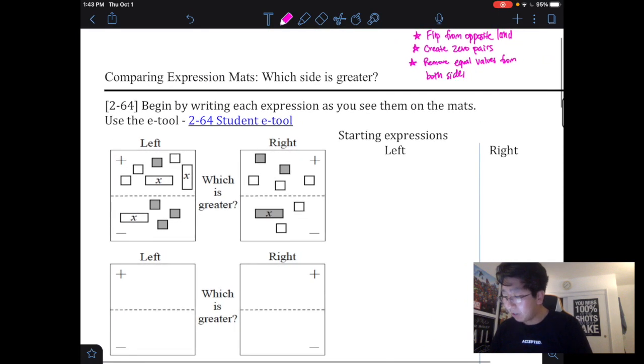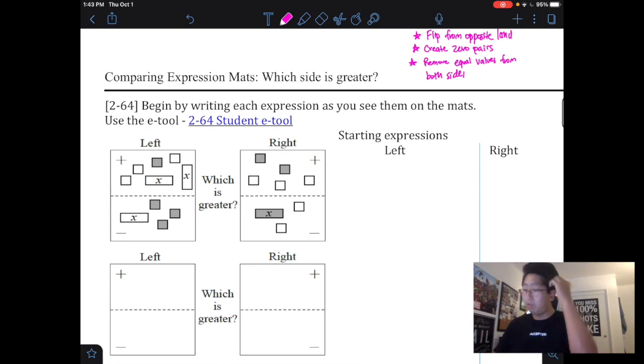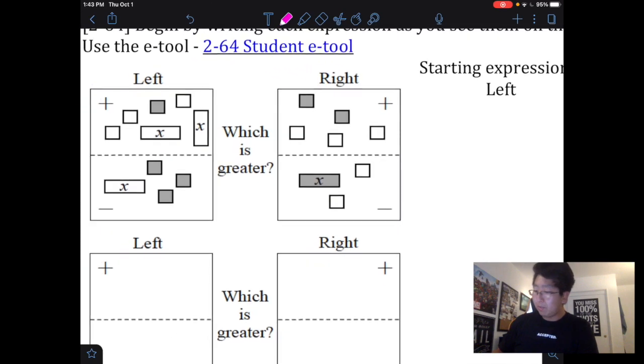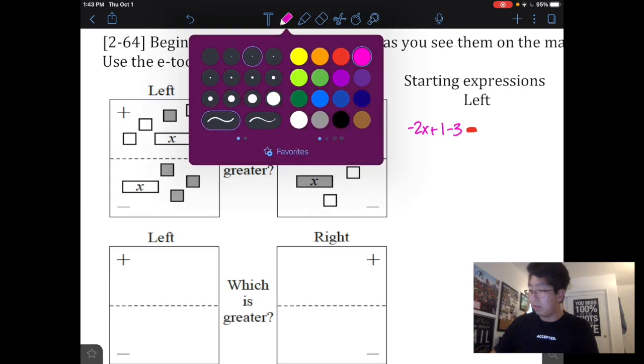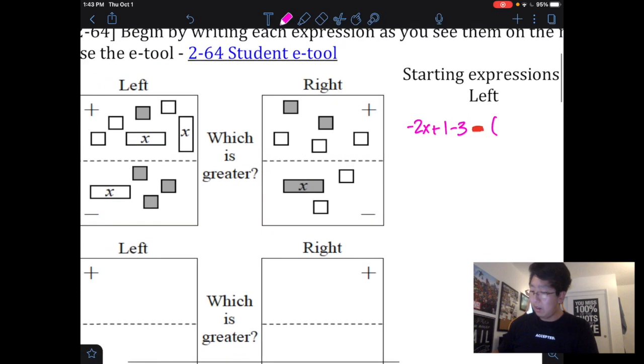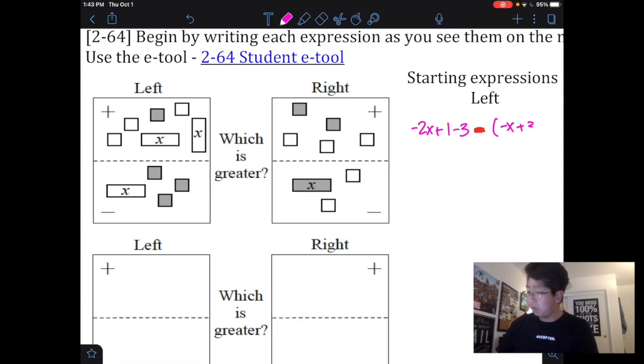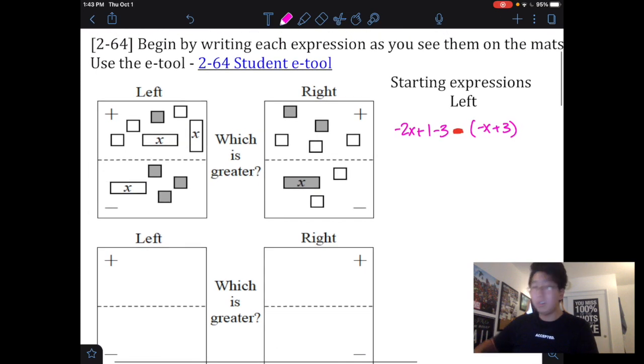Begin by writing each expression as you see them on the mats. Use the e-tool 2-64. So right here, I'm going to go ahead and just write down what I see. On the left, I see negative 2x plus 1 minus 3. And then what do I see in the bottom? In order to represent the bottom opposite line, I need to have a negative and parentheses. So negative parentheses, and then in opposite land, I see negative x plus 3. All right, so that's the starting expression on the left.